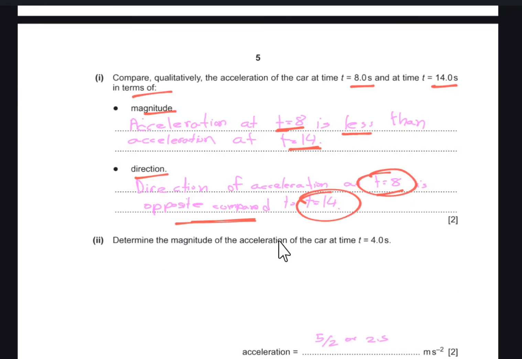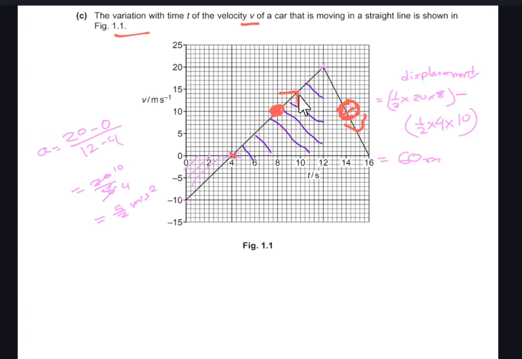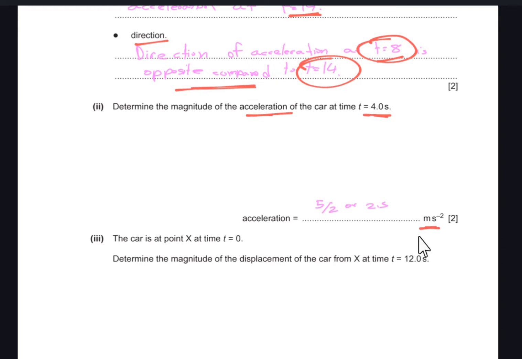Then determine the magnitude of the acceleration of the car at time t is equal to 4 seconds. So at time t is equal to 4 seconds, as it is a straight line graph, we can use the gradient formula, that is y2 minus y1 by x2 minus x1. So if we take this point and this point, y2, that is 20, minus 0, by x2 minus x1, that is 12 minus 4. So the acceleration comes to be 5 by 2. So the acceleration is 5 by 2 meters per second squared.